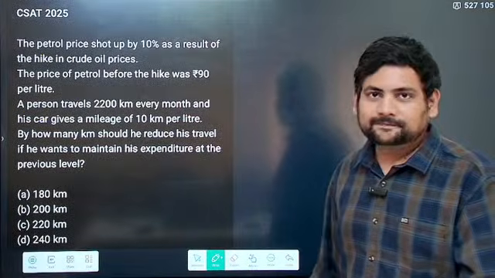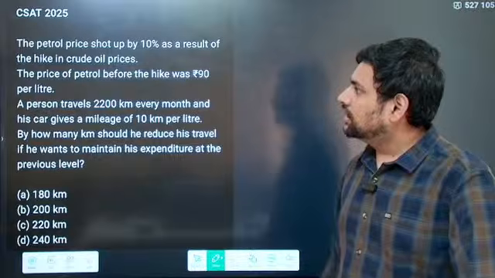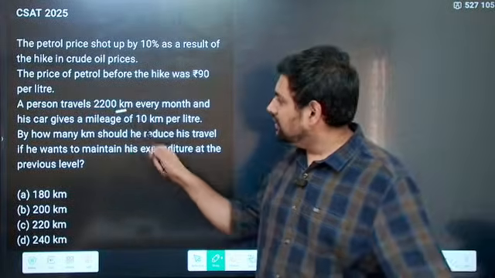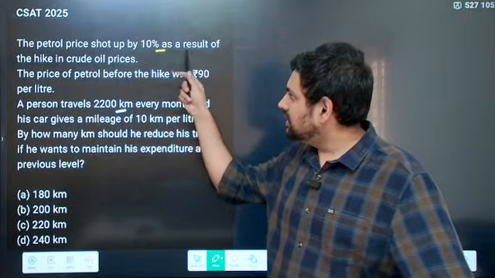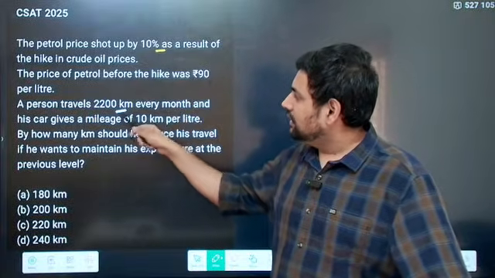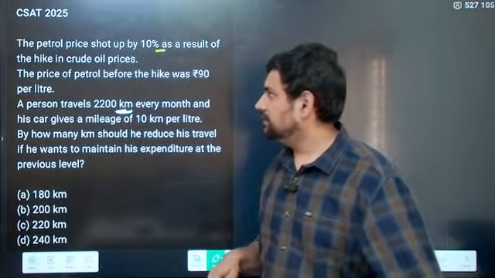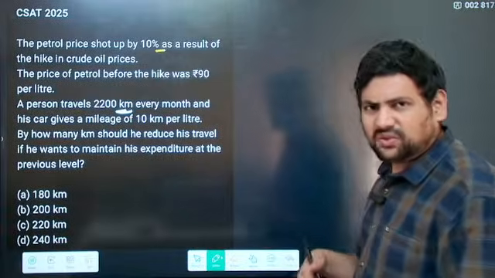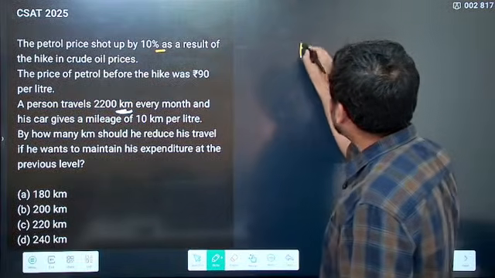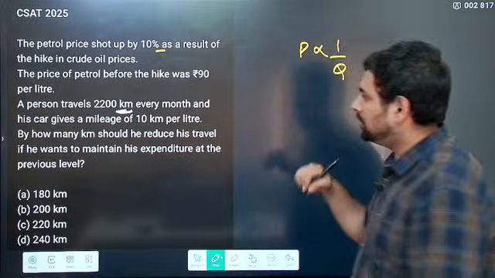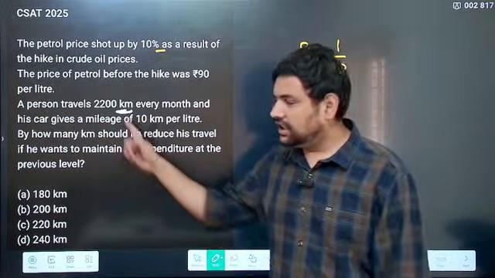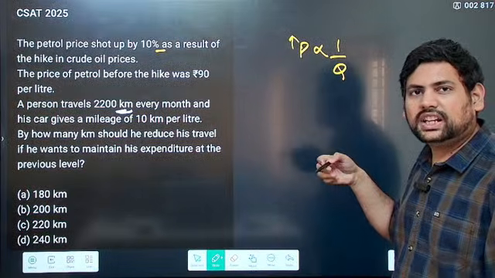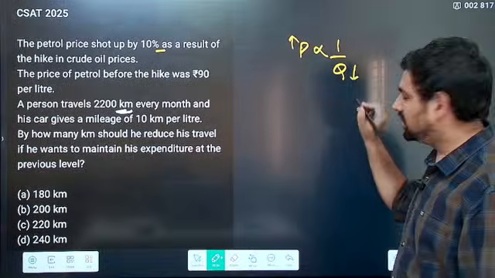Let's do this again. This is what the price of petrol before the hike was. Then he was able to travel 2200 kilometers. Okay, the price was increased by 10%, and then what is he able to travel? Now here also what I can do is, if you see, price is inversely proportional to quantity. Here if the price of petrol increases, then what will decrease? The quantity has to decrease.